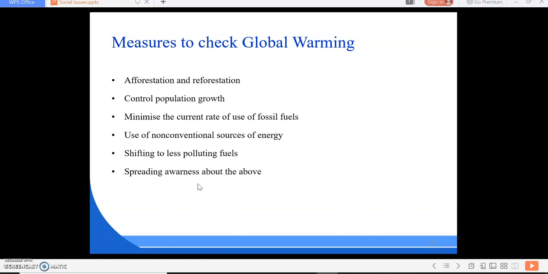Shift from coal to natural gas. Trap and use methane as a fuel. Reduce beef production. Efficiently remove CO2 from smoke. Use photosynthetic algae to remove atmospheric CO2. Adopt sustainable agriculture, use energy more efficiently, and spread awareness about the above.